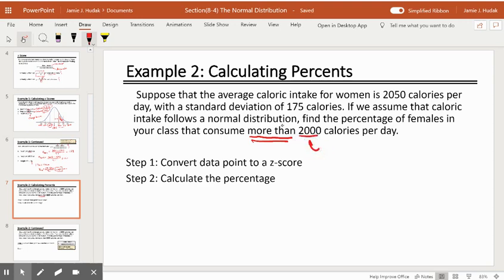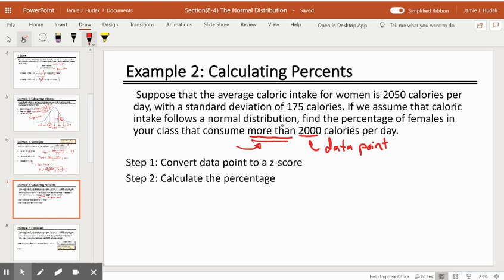So 2,000 is the data point. More than tells us which way we're looking at the data. We're looking at 2,000 calories or more. 2,000 calories or more means everything shaded to the right of the normal distribution.